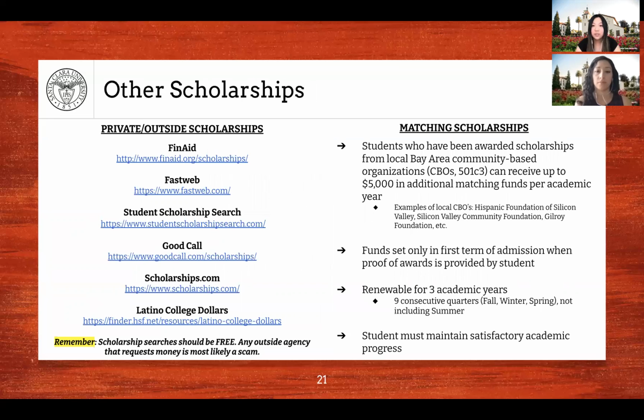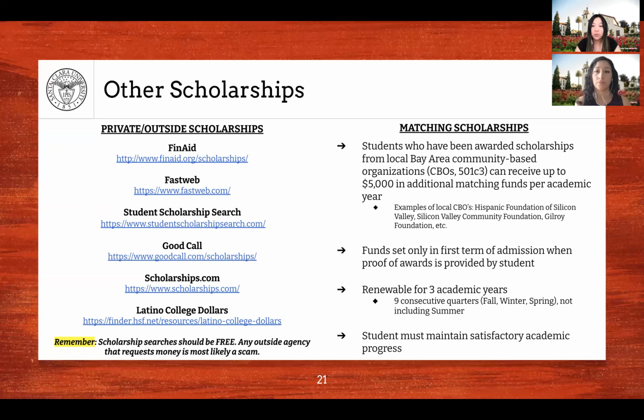So other scholarships that students can look into, as Stephanie mentioned, would be private outside scholarships that aren't affiliated with SCU. So these are some scholarship search engines that students can look through and apply for. And then also a new thing that we have is matching scholarships. So these are SCU matching scholarships.